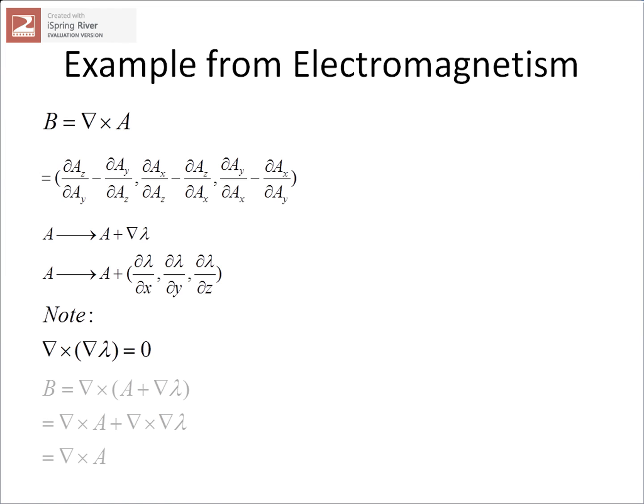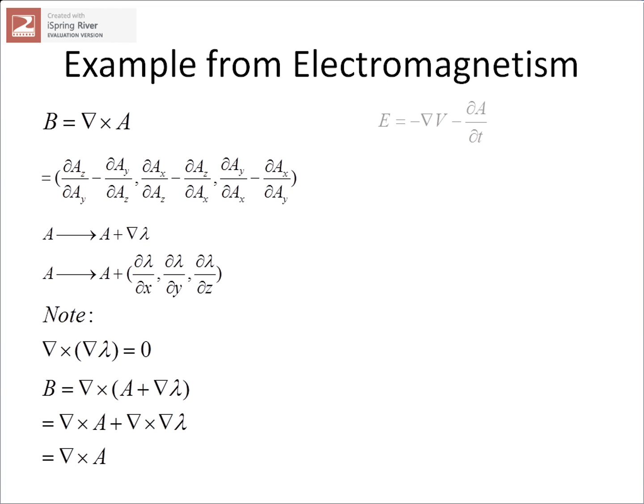Now, let's plug this back into our original expression and expand. The part on the right goes to 0 since the curl of a gradient is 0, and we get the same expression back. So, the physics of our system, in this case the magnetic field, remains the same under this family of gauge choices. It tells us that the potential is not unique for a magnetic field, and we can find many different potentials that give us the same magnetic field.